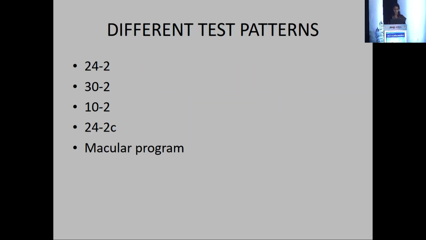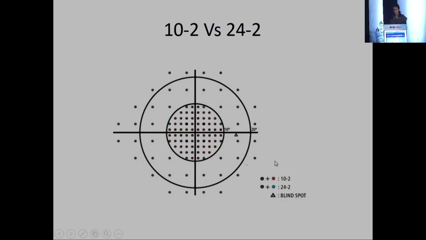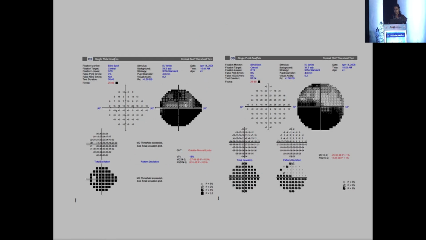These are the various test patterns available for testing. 24-2 is commonly used for glaucoma and 30-2 for neurological lesions, as we all know. 24-2 is just a 30-2 with this outer set of orange colored dots removed. And 10-2 is concentrated on the central 10 degrees of the field. Each test point is only 2 degrees apart. 10-2 is usually done in advanced field defects like this, which you see here in end-stage glaucomas.